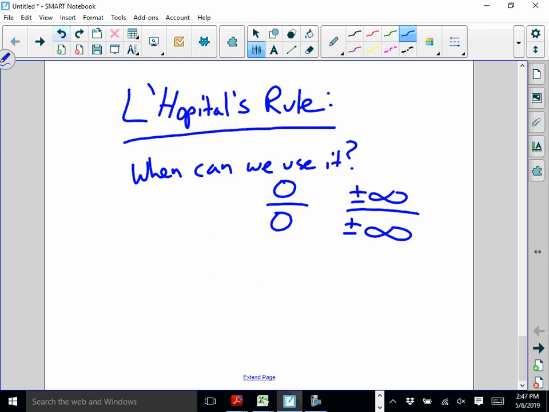If it comes up on the free response, there's a good chance they'll ask you a limit question, and then you're going to have to show that the limit makes 0 over 0, and then you're going to have to say, using L'Hopital's rule, we get this. Okay?